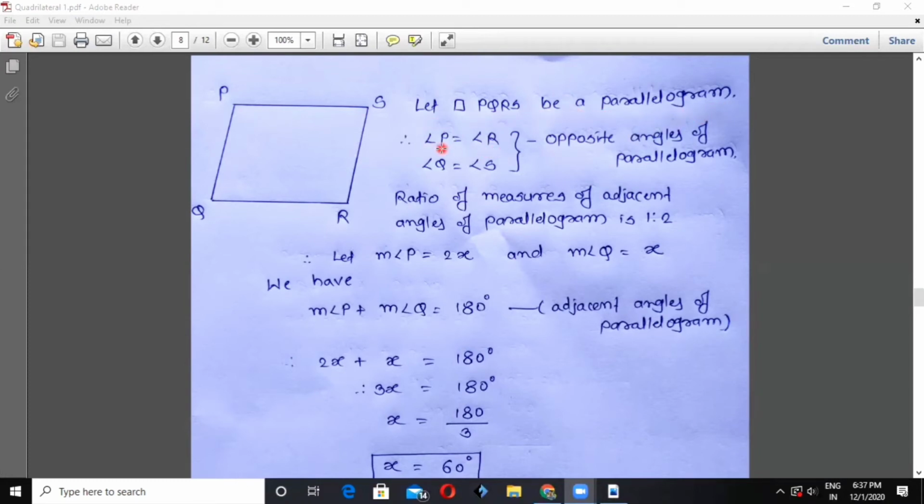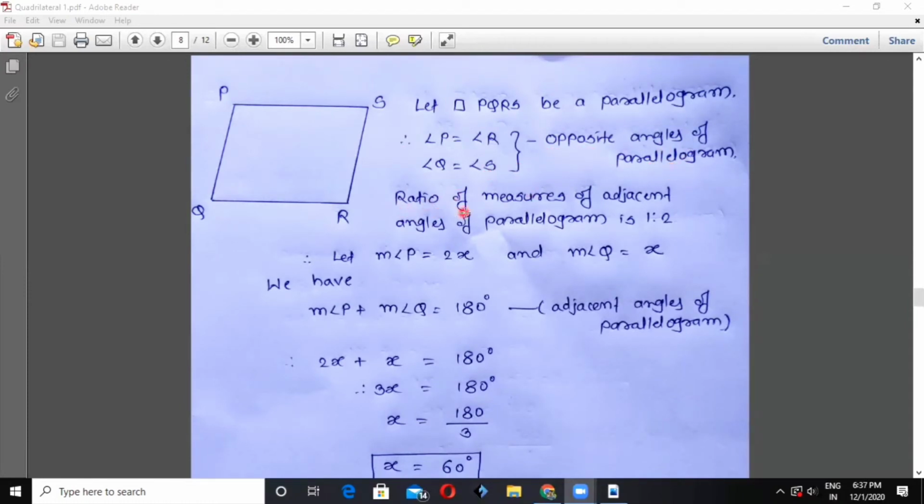Now as it is a parallelogram, its opposite angles must be congruent. That is, angle P and angle R are opposite angles. That's why they are congruent. Similarly, there is another pair of opposite angles, that is angle Q and angle S. So they must also be congruent, that is angle Q is equal to angle S. And the reason is opposite angles of a parallelogram.